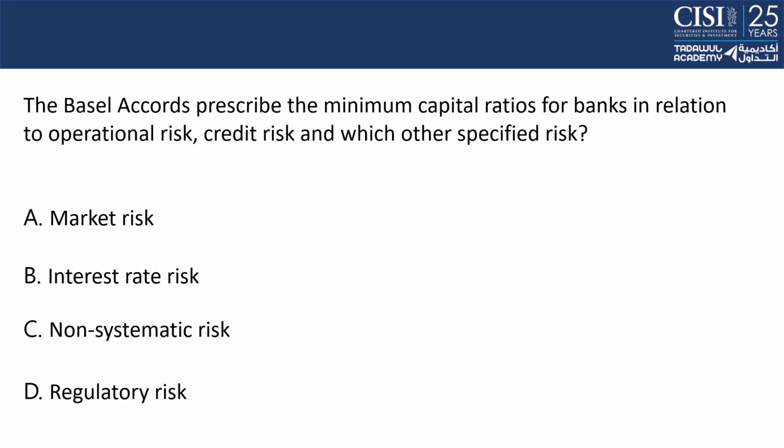The Basel Accords prescribed the minimum capital ratios for banks in relation to operational risk, credit risk, and which other specified risk? Market risk, interest rate risk, non-systematic risk, regulatory risk. I think this should also be easy for you. So you should have minimum capital for your operational risk, credit risk, and market risk.